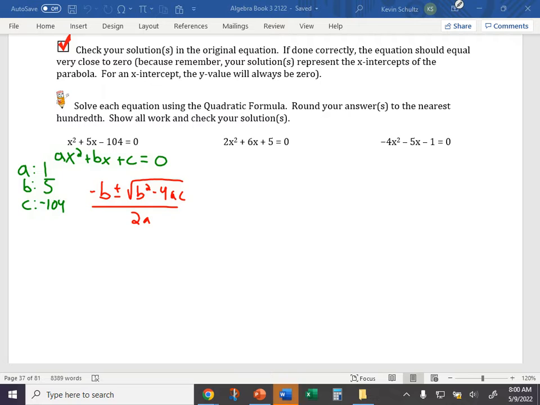So, from here now, it's just kind of plugging stuff in. Elliot, yeah. How is it plus and minus? How many x-intercepts do we have to be open to having in a parabola? 2. Right? So the plus minus is there to get both of those. Okay?